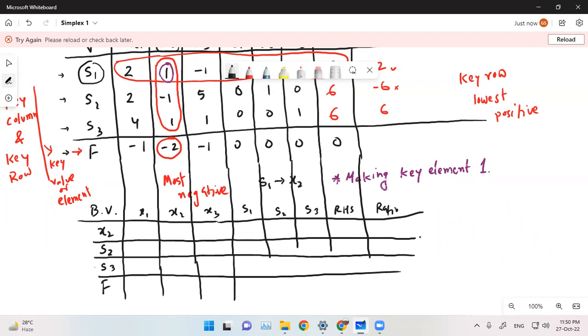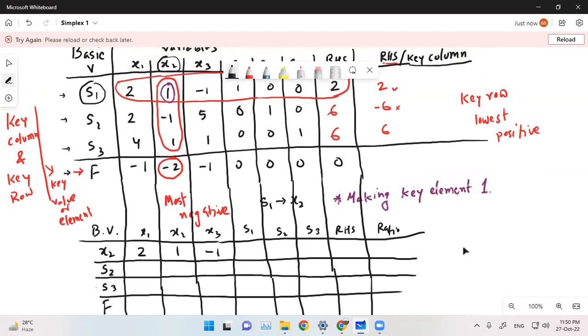So key row, you have to write first. This is the procedure. So key row is basically 2, 1, minus 1, then you have 1, 0, 0, 2. Next thing is key column is actually this one. So the other values here will be 0.